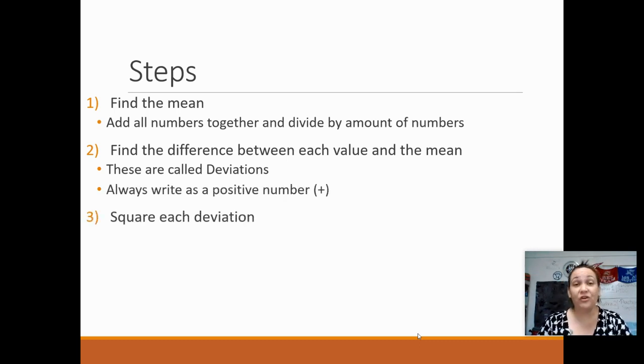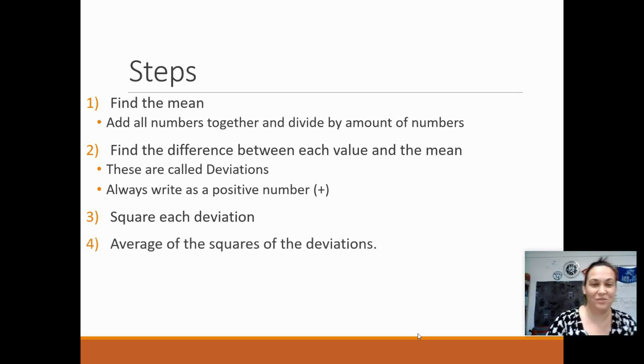All right. After you've found your list of deviations, this is where the third list comes in. You want to square each deviation. I would recommend squaring them all individually and then writing down those new squared numbers, because our next step is going to take each of those squared numbers and find the mean of the squares of the deviations. And again, I will show you an example. I just want to make sure that we run through the steps first.